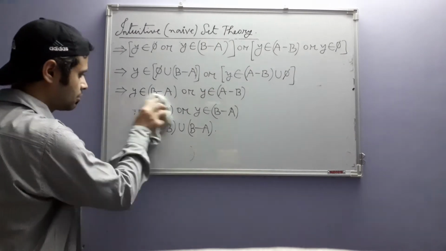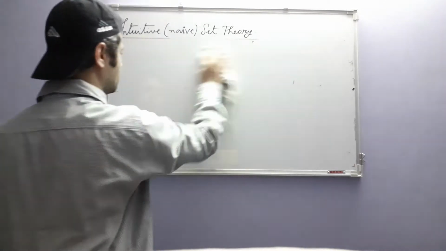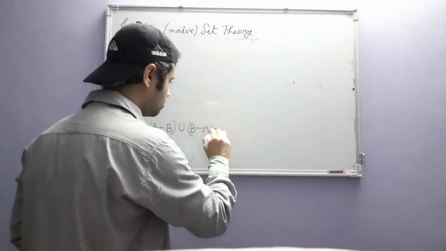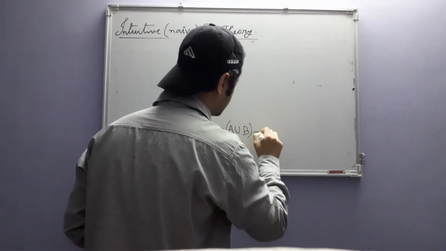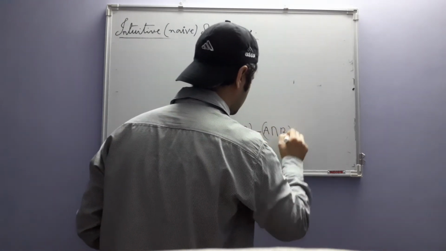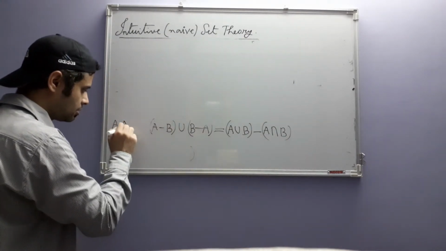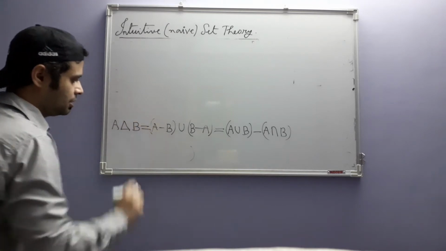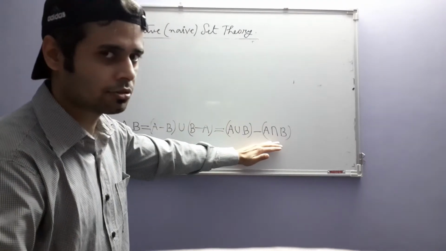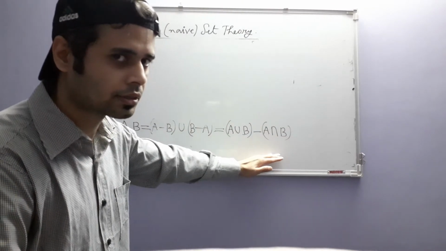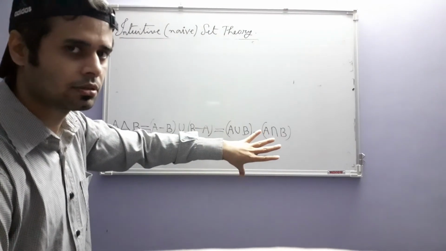That is, this is equal to A union B minus A intersection B. So this is what we wanted to prove. By definition, this much is the symmetric difference of A and B. Okay, so that's how we have got this. So our guess is actually correct. Most of the guesses we make from a Venn diagram turn out to be true.